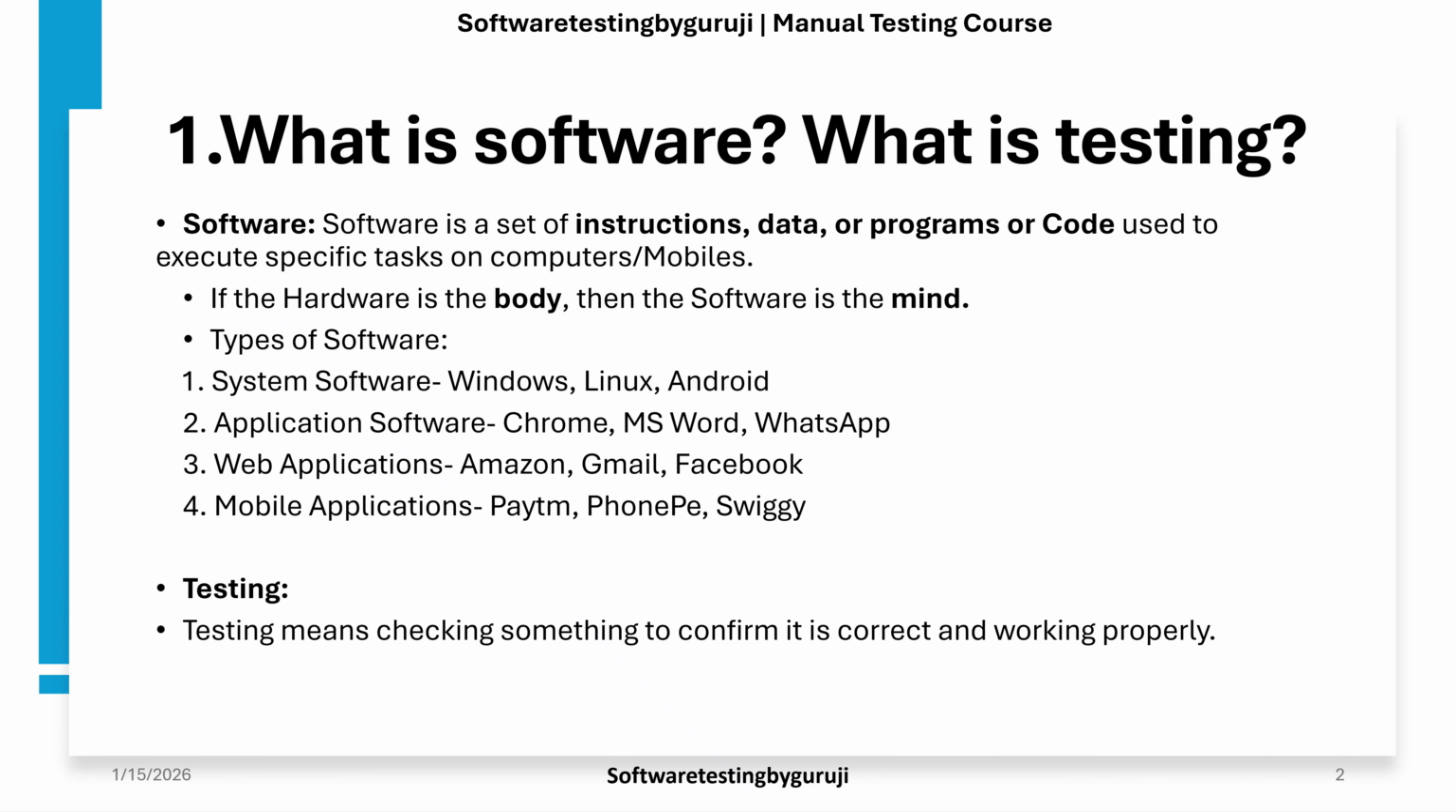So first question, we will understand what is software and what is testing. Software is a set of instructions, data, programs or code used to execute specific tasks on computers or mobiles. So we can say if the hardware is the body, then the software is the mind. Software will give the instruction to the hardware and accordingly the hardware will work.